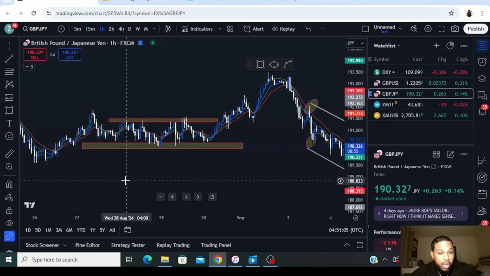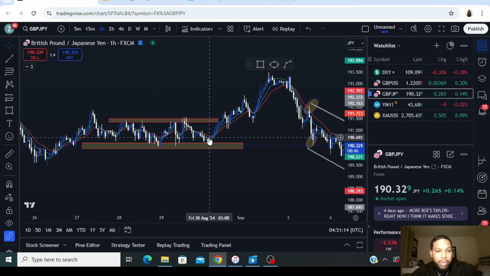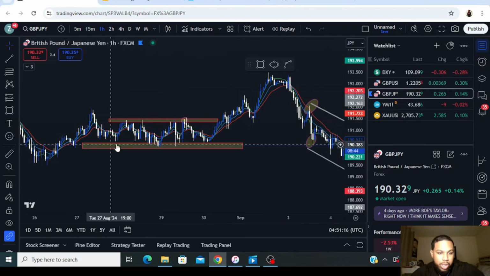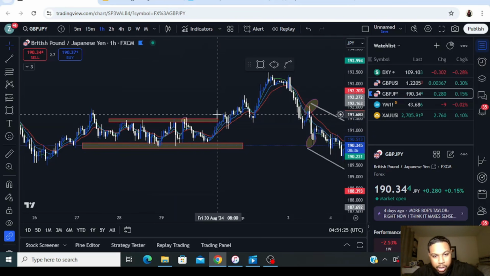Now, with consolidation, you can actually trade either way, buy or sell. You know what I mean? Because price is just pretty much bouncing. I call this the bounce house because you got a zone here, you got a zone here. Price is just bouncing. So you can just sell here, buy here, sell here, buy here, and so on.